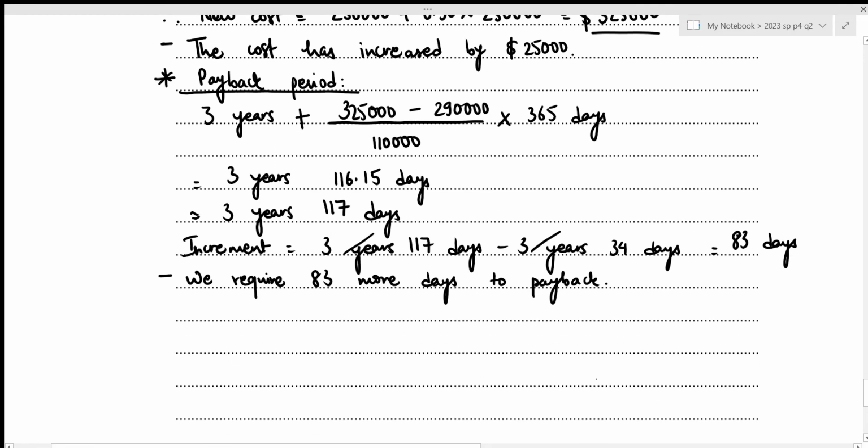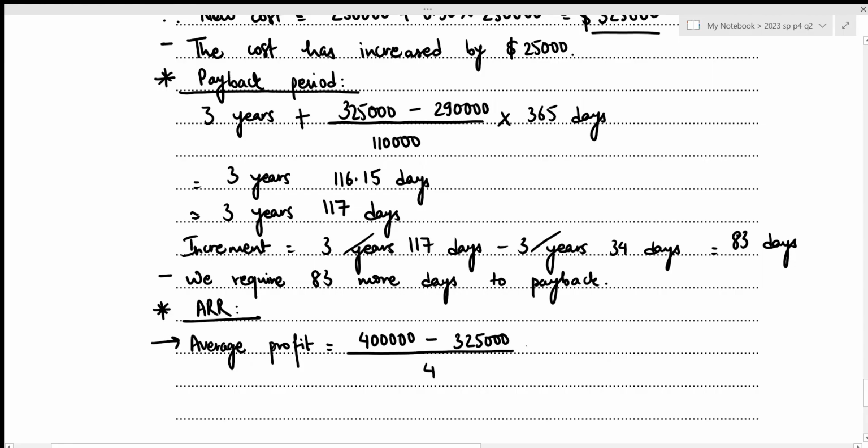Okay, then the next thing that we can calculate will be our accounting rate of return. And for this, we require our average profit. And again, since the cash flow does not change, our total net cash flow was 400,000 for the 4 years. Then we need to subtract our initial investment of 325,000. And this is the average profit. So we need to divide it equally among the 4 years. So that's divided by 4, which results in our new average profit to have the value of 18,750.